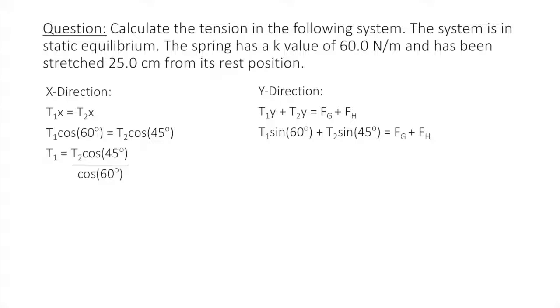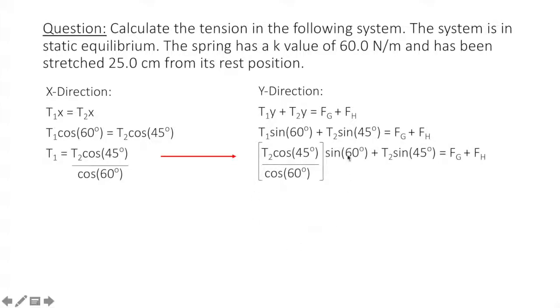After I do that, I'm going to plug T1 into the y direction equation. If you look here, you'll find that we have sine 60 divided by cos 60, which if you remember from your trig identities, simplifies to tan 60. After you do that, just factor out a T2 just to simplify the equation.